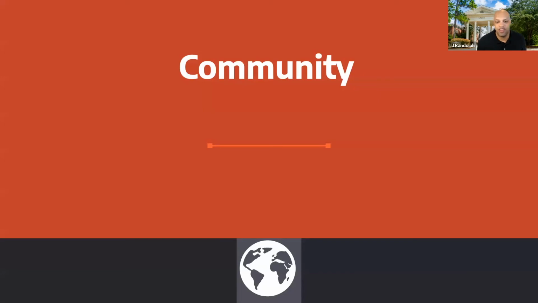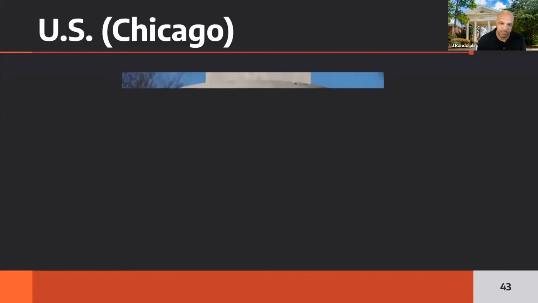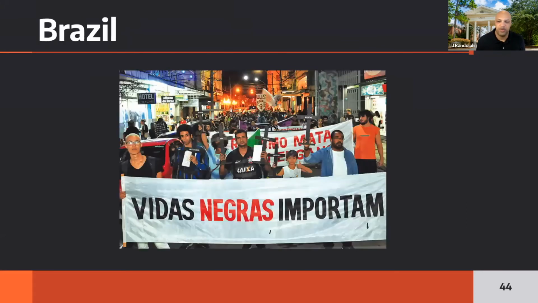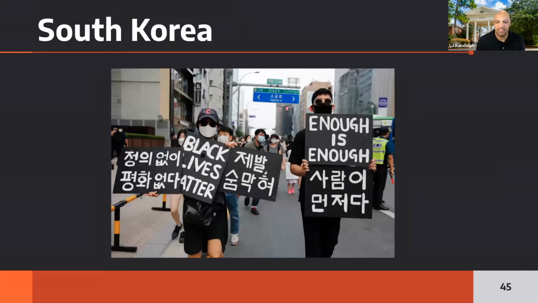And then really quickly, I want to talk about community and the importance of thinking about community as we engage in anti-racist and anti-colonial pedagogies. I have here just some examples of ways that communities all around the world are engaging in activism surrounding issues that are important to ourselves and to the students in our class. So, a Stop Asian Hate rally in Chicago, a Black Lives Matter rally in Brazil, in South Korea, a Black Lives Matter rally. It's not something that's unique to our community or our region or our nation.